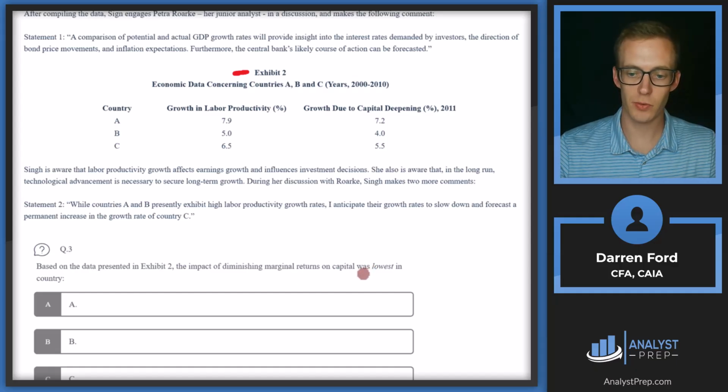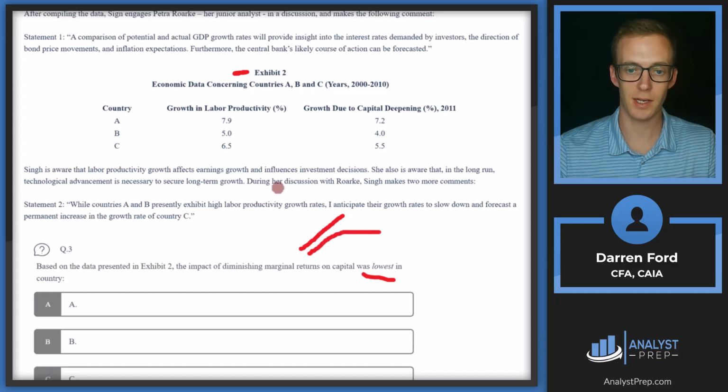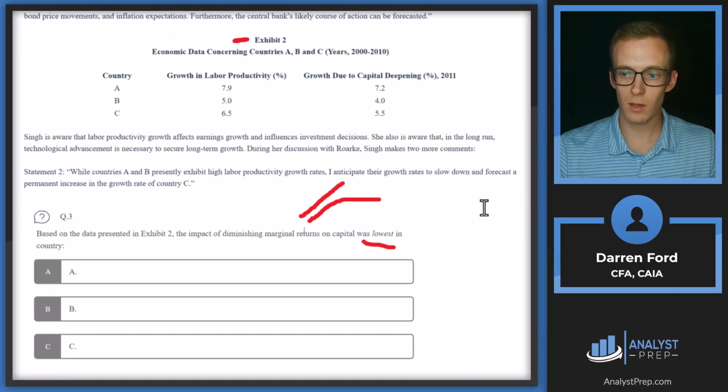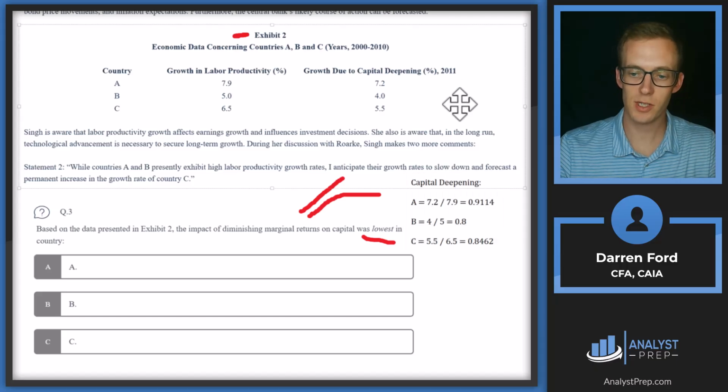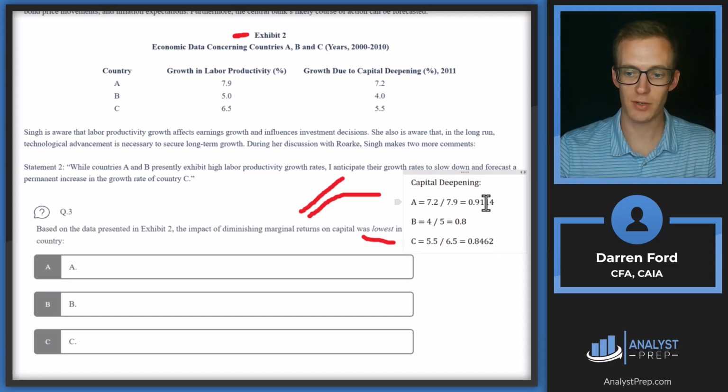Diminishing marginal returns being the lowest means that returns are still providing us good return. Once they start diminishing, our additional returns might not be bringing us as much growth. So we've got growth in labor productivity and growth due to capital deepening. We're going to take these two figures and provide a ratio: growth due to capital deepening divided by growth in labor productivity.